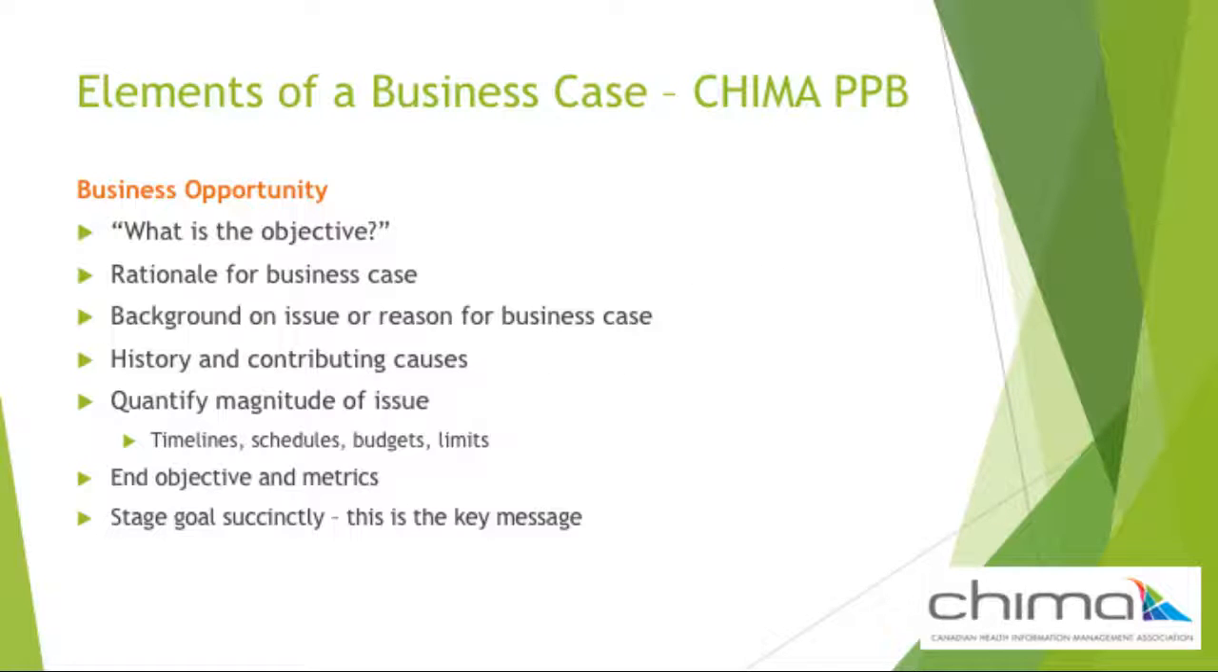The next section of the business case is the business opportunity. This section answers the question, what is the objective? The opportunity provides the rationale for the business case, as well as background on the issue or reason for the business case. When you look at the history and what is contributing to the cause of the issues that caused you to look into making changes, it's important that you get to the root causes rather than just document what the outcome of those issues are.